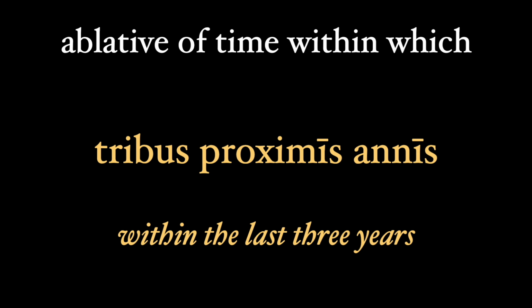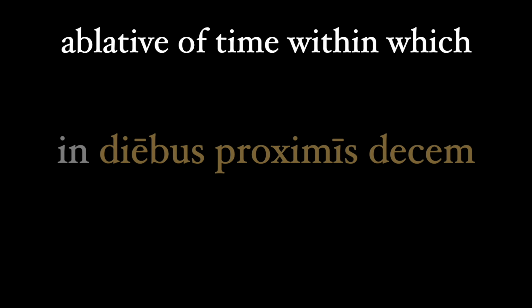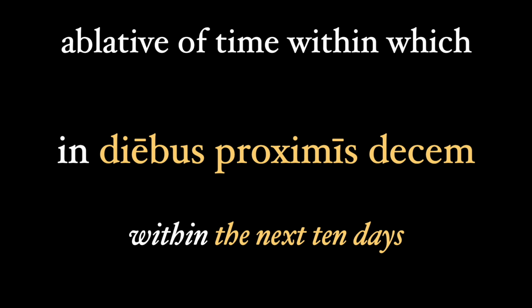The ablative case is also used to show the time within which something happened. So the ablative establishes a broad limit or location. While time when ablatives are usually in the singular, especially with expressions of time, this time within which is usually found in the plural. So tribus proximis annis, within the last 3 years. Or from Caesar, diebus viginti quinque agerem extruxerunt. They built a mound within 25 days. Sometimes this use will have the preposition in as well. So in diebus proximis decem, within the next 10 days.